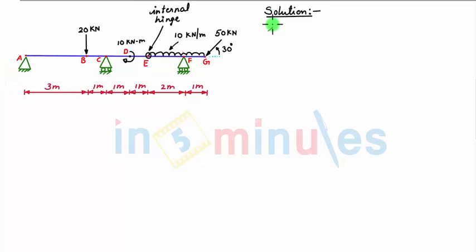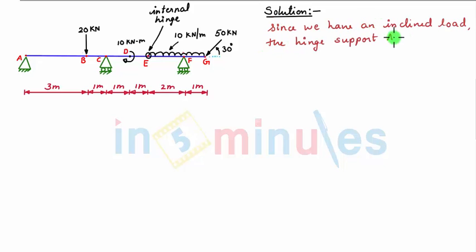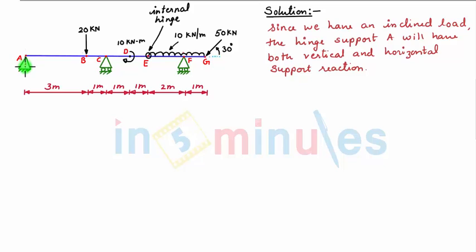Now we see, since we have an inclined load, the hinge support A will have both vertical and horizontal support reactions. So we show a vertical support reaction at point A by VA and we assume it to be upward, and we show the horizontal support reaction at point A by HA, which we assume to be rightward. Then we assume a vertical support reaction at point C denoted by VC and a vertical support reaction at point F denoted by VF.